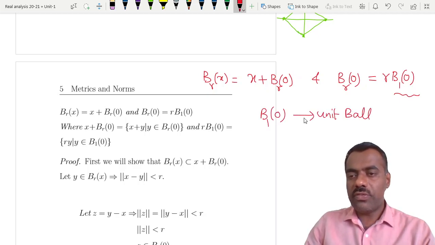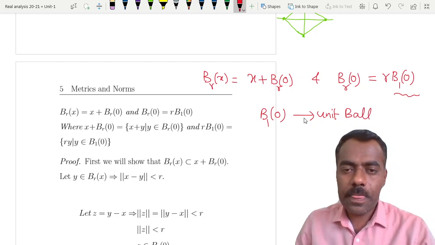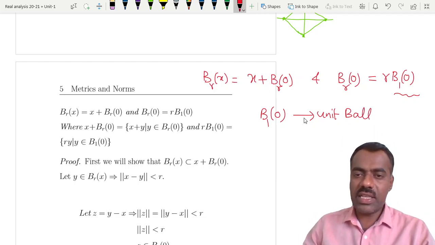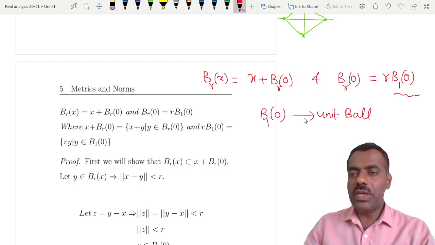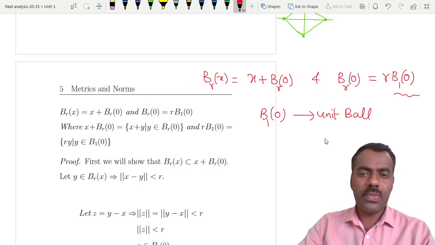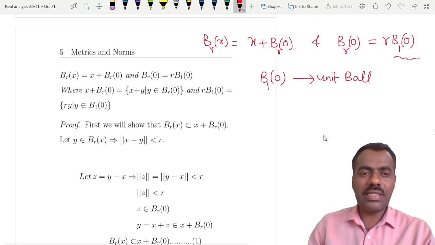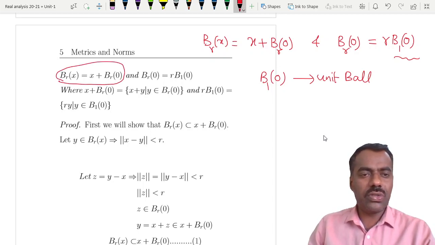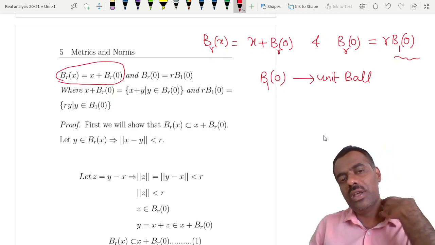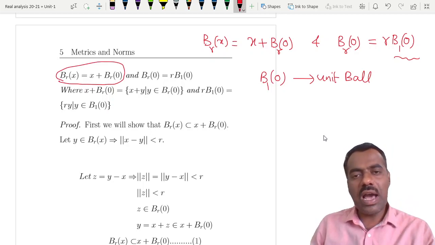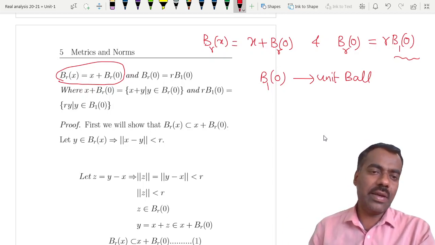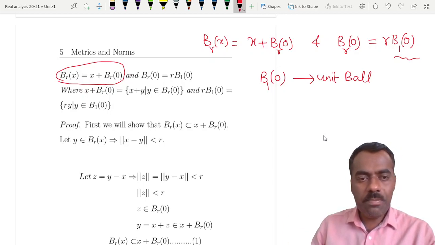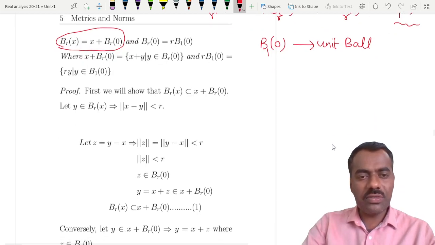Therefore any ball around x of radius r, you can get if we know the unit ball in that metric space. And the proof is not at all difficult, it is a very simple calculation. We want to show that every element here is also here. But x plus B0 is nothing but x plus y, that means we are adding every element of that ball to x. So using these two notations, one can easily prove it.